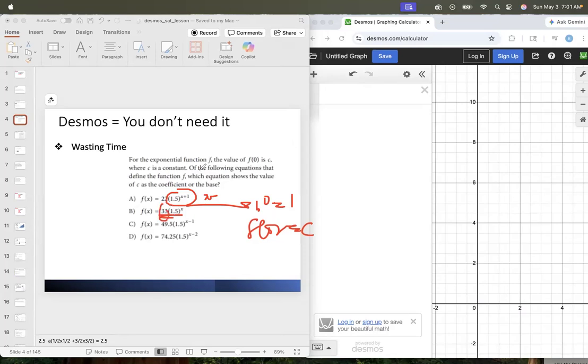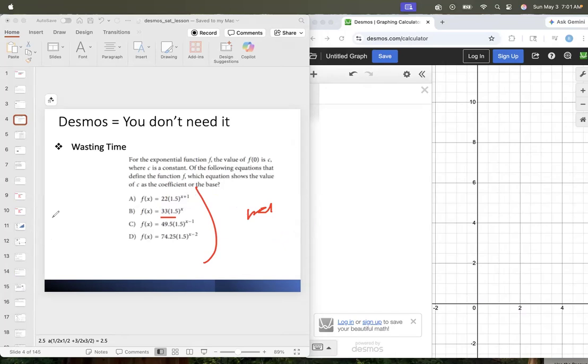So 33. If you calculate, all of them are going to give you 33. But the only one where 33 is the coefficient, because the base is now 1, is b. It's common sense, straightforward SAT. They don't want you to use Desmos for this.